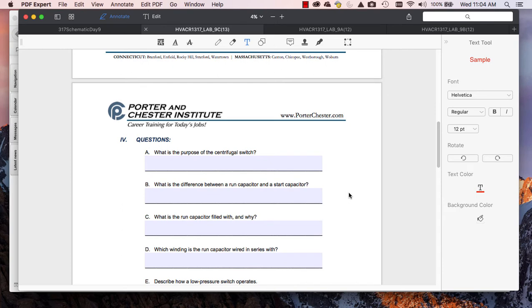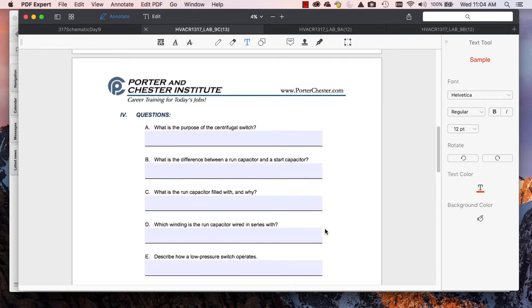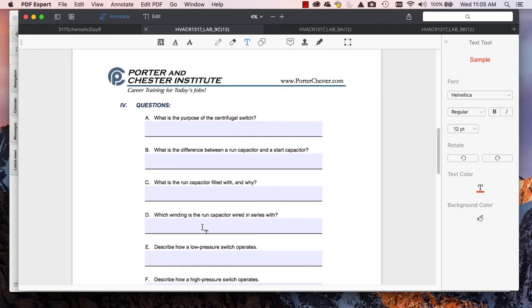What's the run capacitor filled with and why? I'll let you look that up. There's a couple different answers. Which winding is a run capacitor wired in series with? Capacitors are always wired in series with the start winding, never with the run winding. It's sort of misleading on what they're called, but a run capacitor is always wired in series with the start winding, and it's in parallel with the run winding.